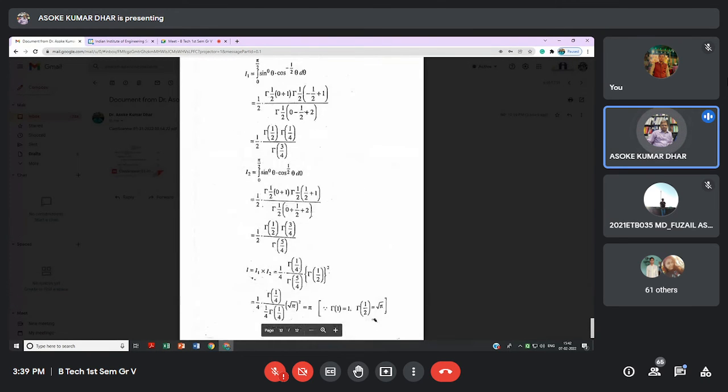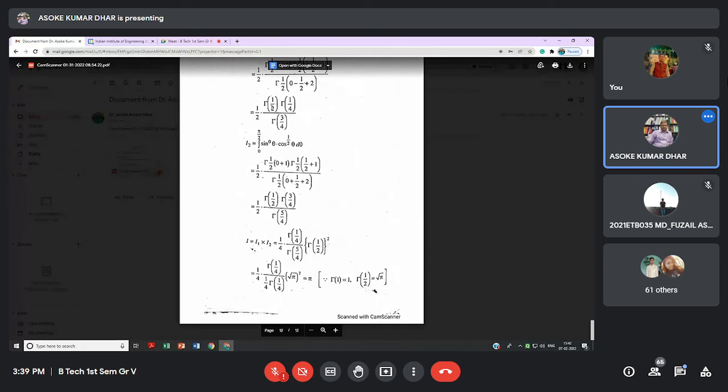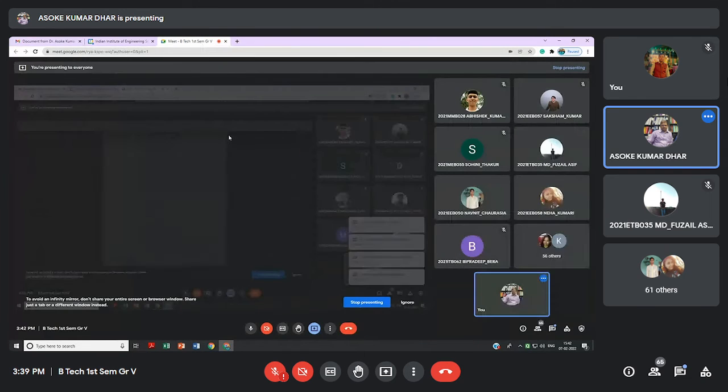Similarly, for this problem, now students, you first take the printout of all the study material and then read it. This is group 5.